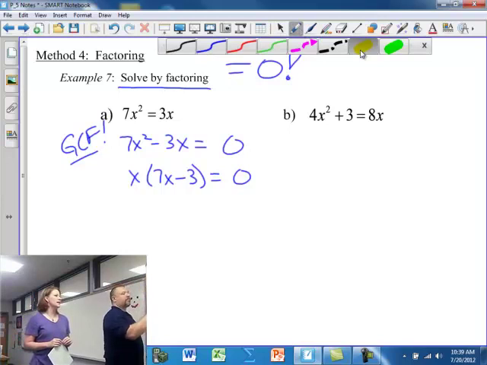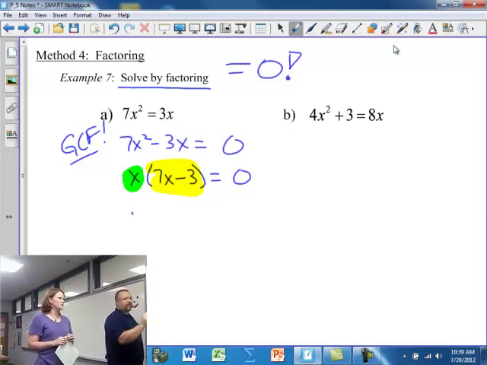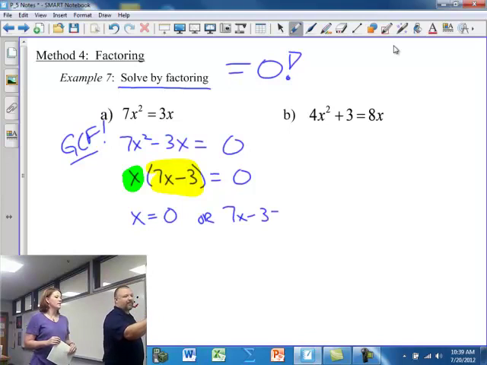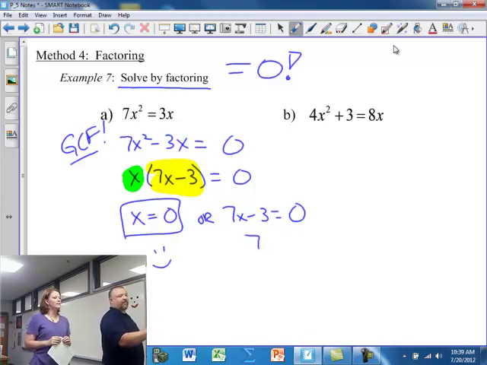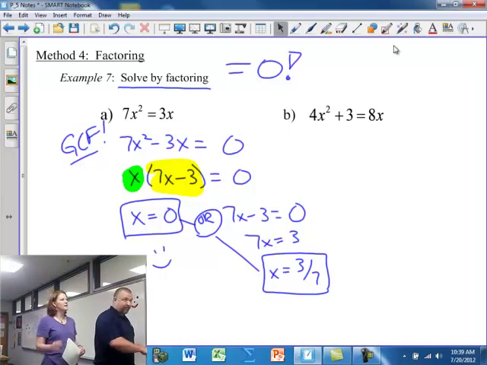Now, here's the new part. This is called the zero product property. If two things are being multiplied and the answer is 0, take each of those two terms and set them equal to 0. So we've got green times yellow equals 0, so either green is 0 or yellow is 0. The first one's already solved for. Okay, the second one, you're going to add a 3 and divide by 7, and you're going to get x equals 3/7. Again, plug it in to check it.